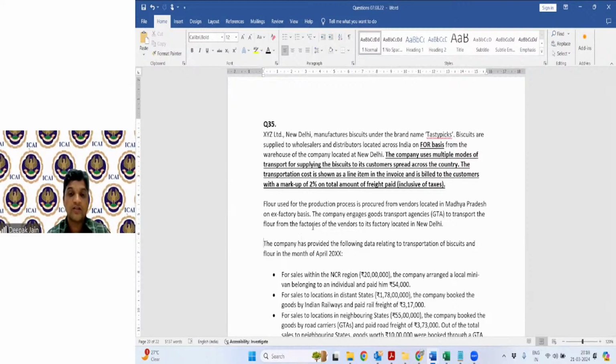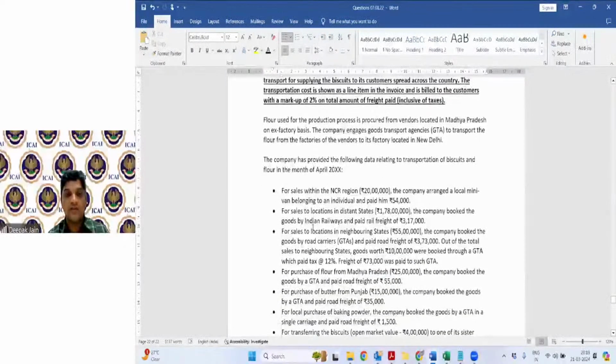The company has provided the following data relating to transportation of biscuits and flour in the month of April. For sales within the NCR region, which is 20 lakhs value, the company arranged a local minivan belonging to an individual and paid him 54,000 rupees.